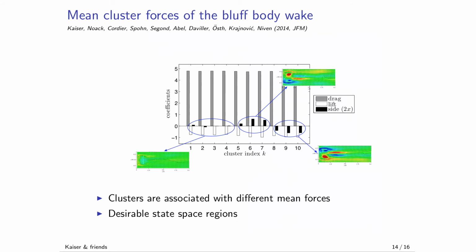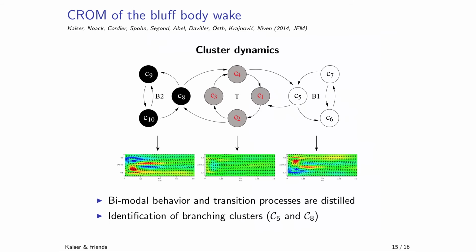Let's look now at the dynamical model for this system. This is again a graph extracted from the transition matrix with the three flow states that I've just described. The model identifies the bimodal dynamics of the wake, the intrinsic oscillatory behavior, and the two branching clusters connecting those regimes. These cluster groups can be systematically identified by analyzing the spectral properties of the model.